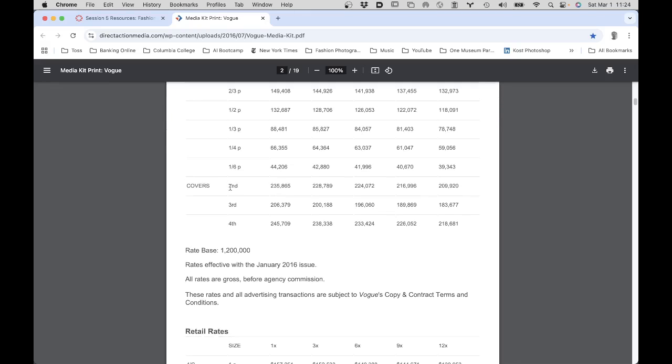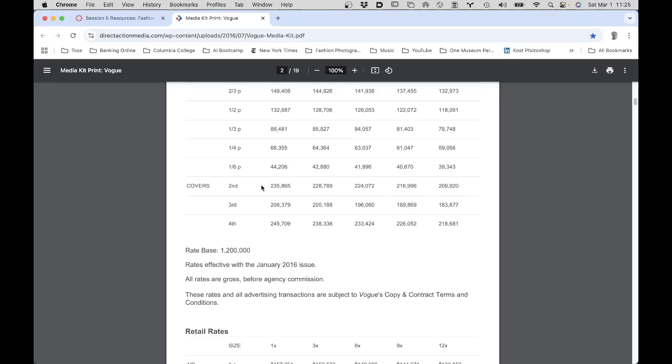Covers are prioritized. So here you'll see a second cover. When they talk about covers, nobody gets the cover of Vogue magazine, but this is what you get. So you can look right here. You won't see this on the video, but you'll see it with me. So let's say this is the cover of Vogue magazine right here. This on the inside here is the second cover. You can buy that, and that's the price for it, $235,000.